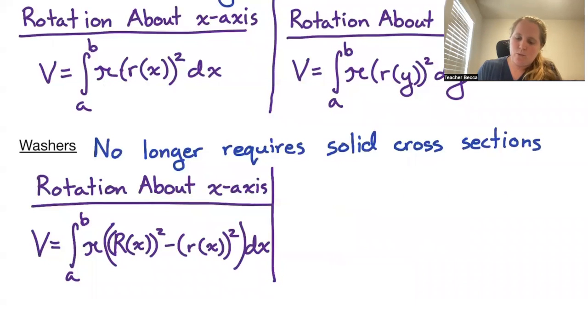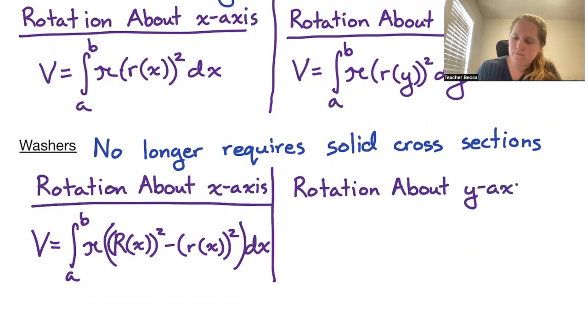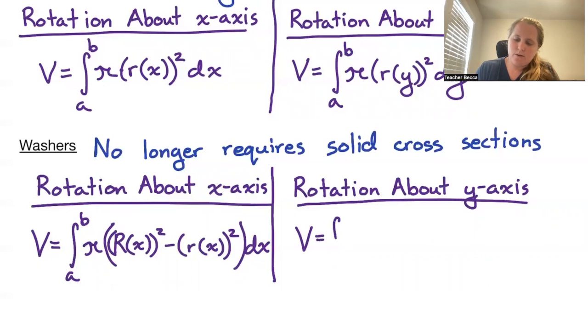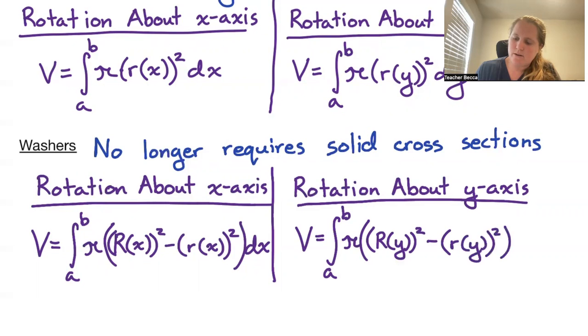For a rotation about the y-axis, we had our volume was equal to a definite integral from a to b of pi times capital R of y squared minus lowercase r of y squared, whole thing times dy.